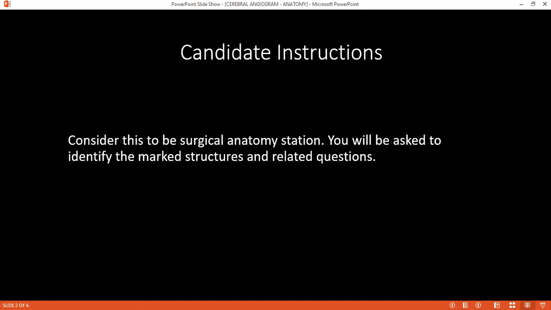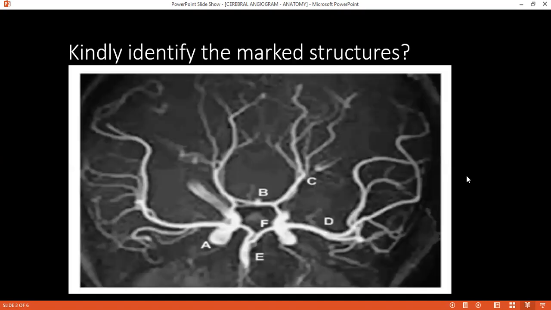Right. So if you have read and understood, kindly tell me if you can identify all the structures from A to F, please. First of all, tell me what are you looking at? This is the cerebral arteriogram, angiogram. Yes. What is A, please?